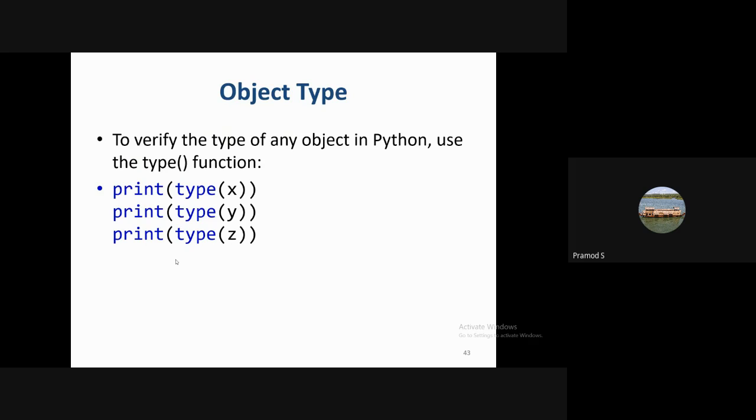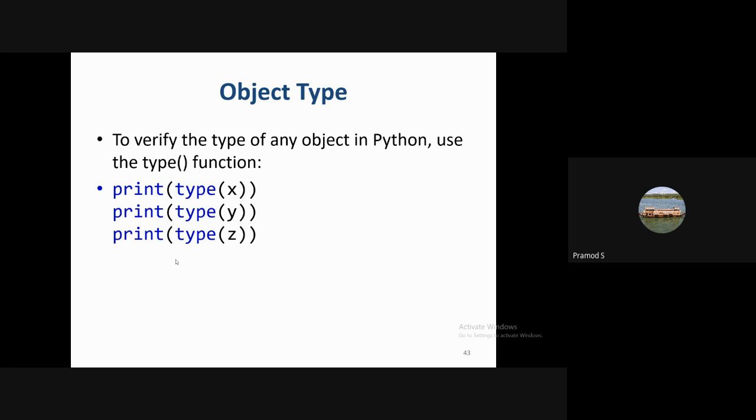Okay, so object type, I think I have shown you. We want to know what is the type of the data that we are using. So how do we know whether x is taking some value which is integer or string or anything? We want to know the type of the variable that we are using.